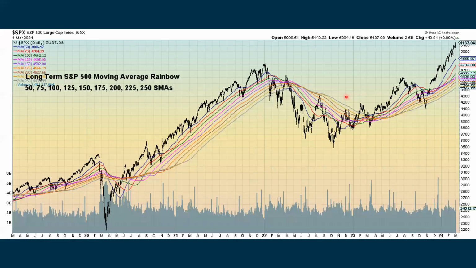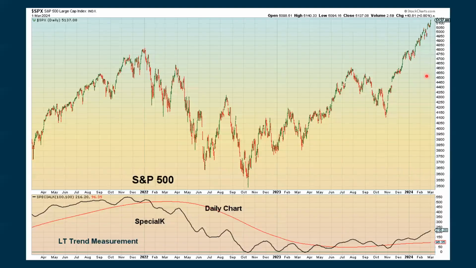A long-term chart shows another rainbow going from 50 periods to 250 periods. The lines are going up and prices are above all of the lines. So the long-term trend is also positive. This is a daily special K chart. I mention this in every daily video, but I don't bring it up because we don't get very many signals here. We are above this red line, so we are positive.